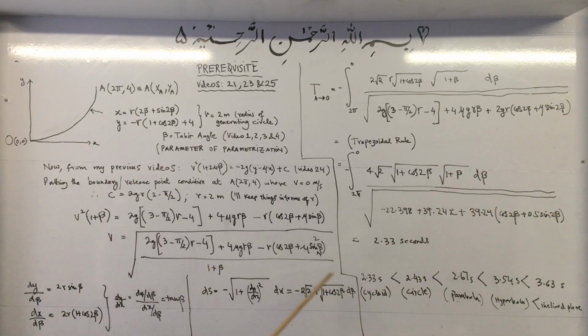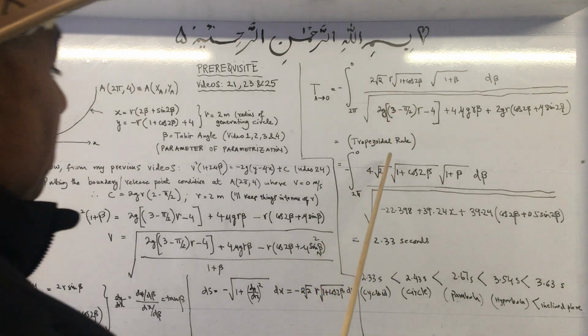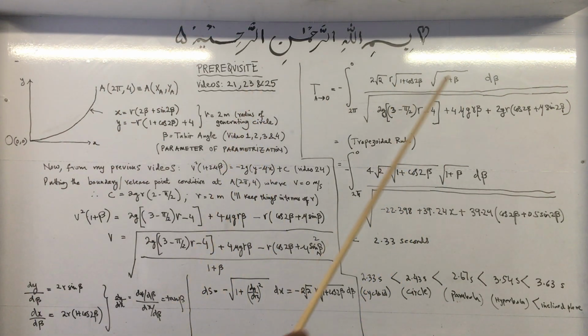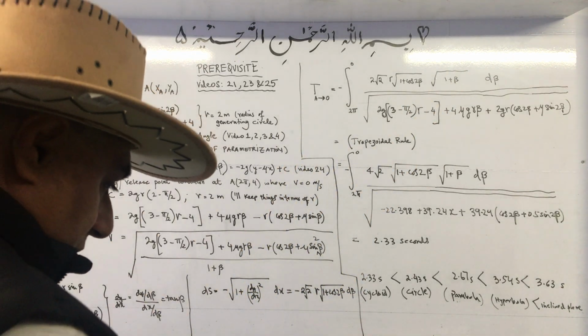V is equal to the square root of 2g times (3 minus pi by 2) r minus 4 plus 4 mu g r beta minus r cos 2 beta plus mu sine 2 beta. It's 2 that is missing here. Okay, so ds is as usual. You can watch my previous videos 21, 23, 25. You see this minus sign can come out from here. So this is minus 2 times 2 square root of 2 r times square root of 1 plus cos 2 beta d beta. So plugging in these values in my previous equation, you can check these videos for where it came from. Okay, so the time from A to O, let me write it down here.